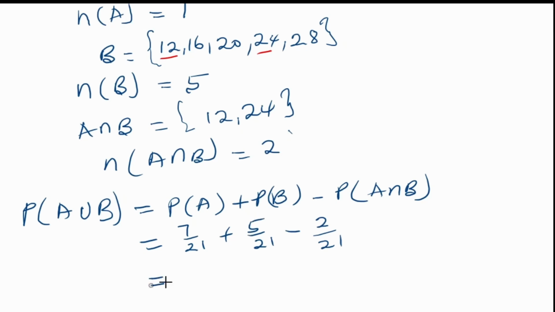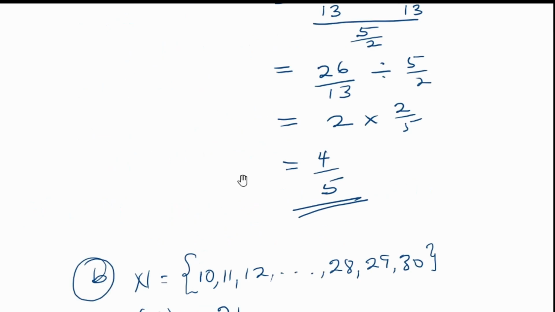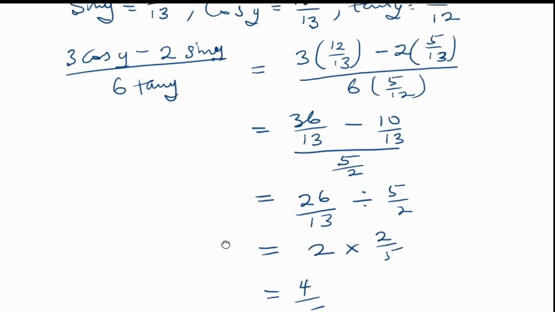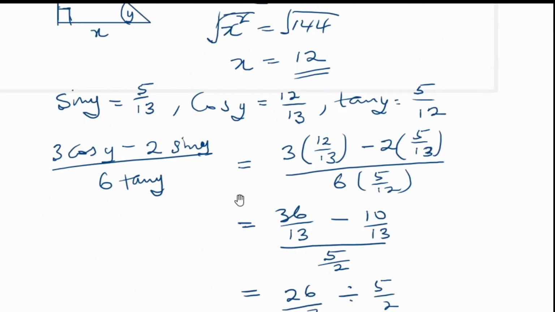All three have the same denominator, so we just work out the numerators. 7 plus 5 is 12, minus 2 is 10 over 21. And that's the probability of selecting a number that is either a multiple of 3 or 4. And that answers our second question.